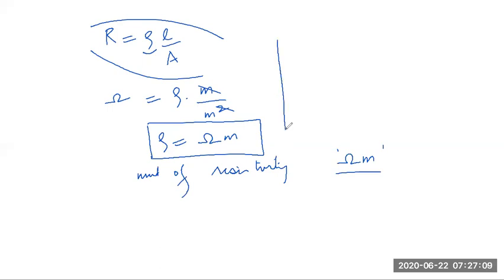And now I also want to tell you that the metals and alloys have very low resistivity. Metals and alloys, they are good conductors of electricity, and their resistivity is in the range of 10 raised to power minus 8 ohm meter to 10 raised to power minus 6 ohm meter. They are good conductors of electricity.